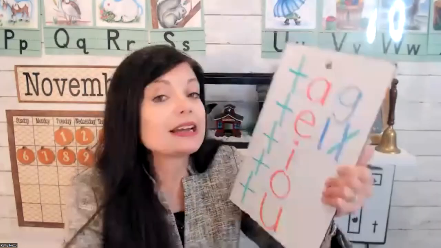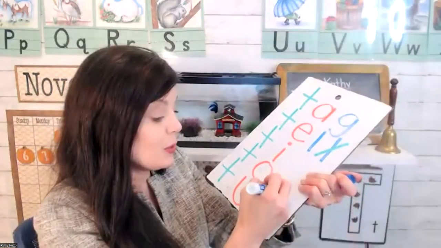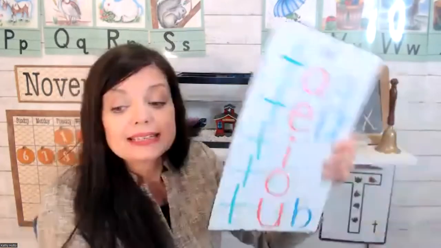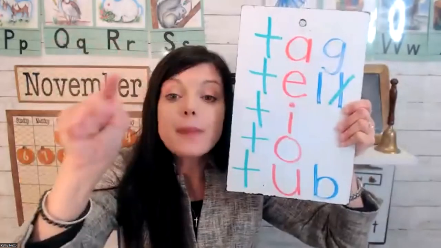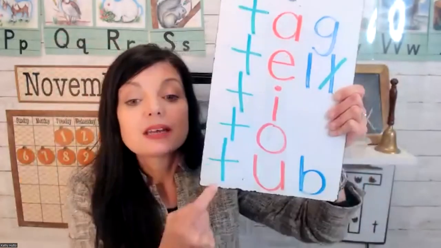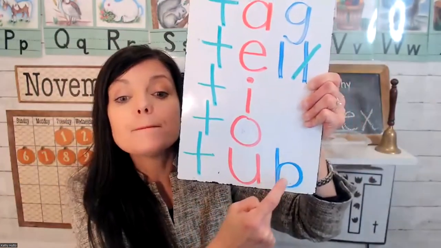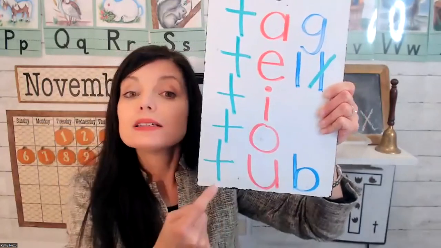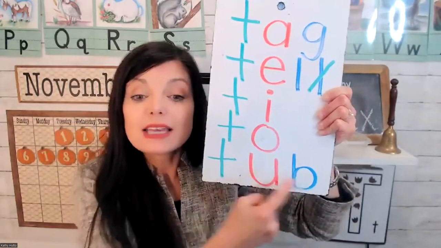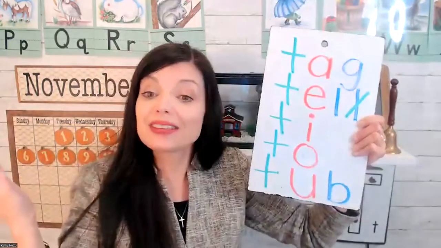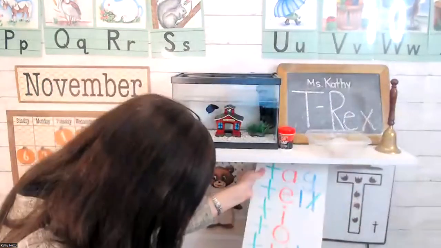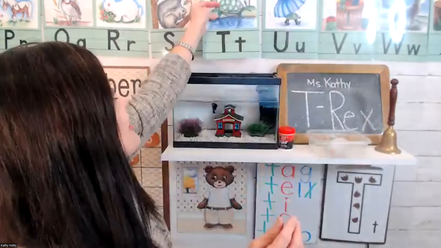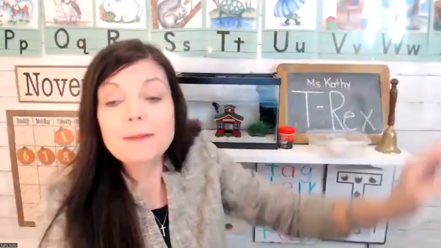Let's put another letter at the end and try to read another real word. Letter B makes this sound like popping bubbles. Tub. Like the bathtub. Well, you did a great job today with our letter time. So now it's going to be time for some math.